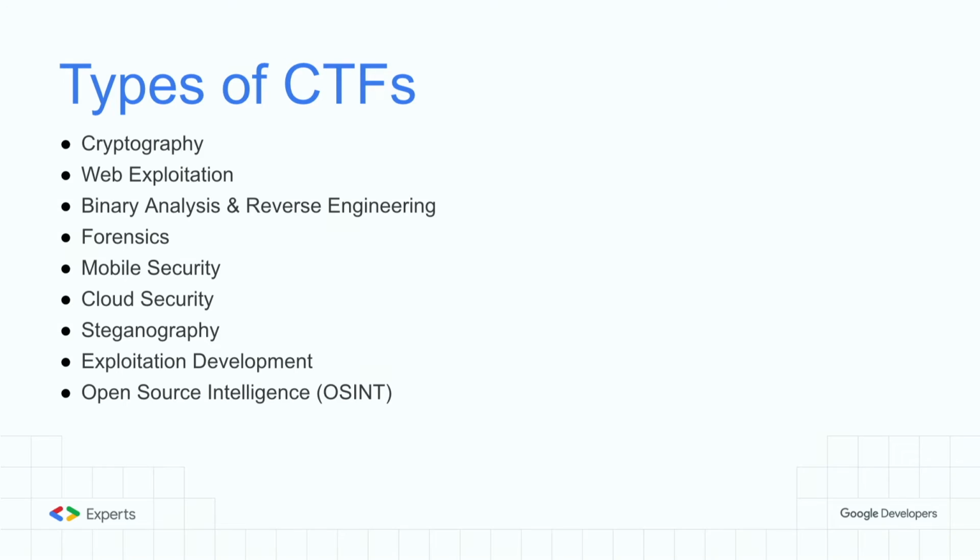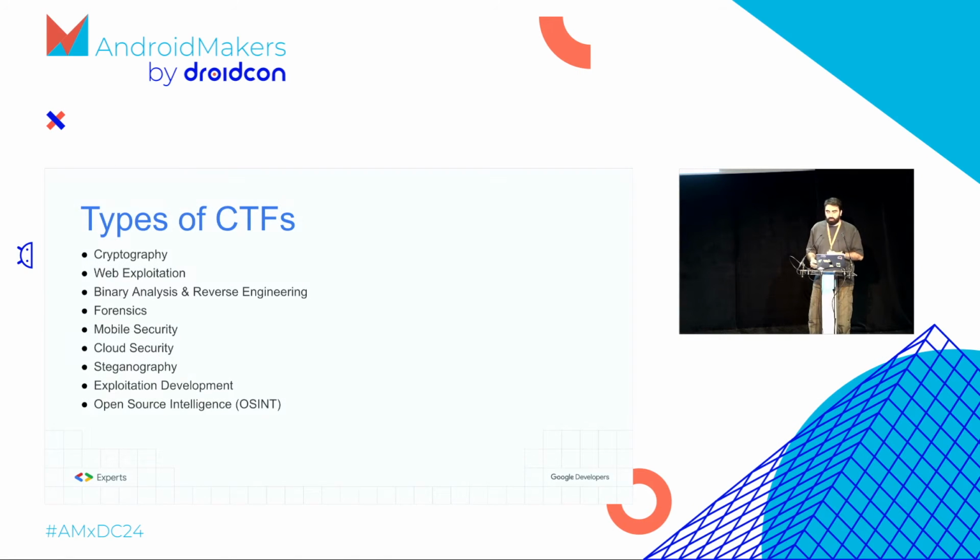Binary analysis and reverse engineering are super interesting, and you get to know different CPU architectures, operating systems, how binaries work, and lots of different layers. Forensics is where maybe you have a dump of the Android system, the whole storage, and you have to find something embedded there that will give you the result.